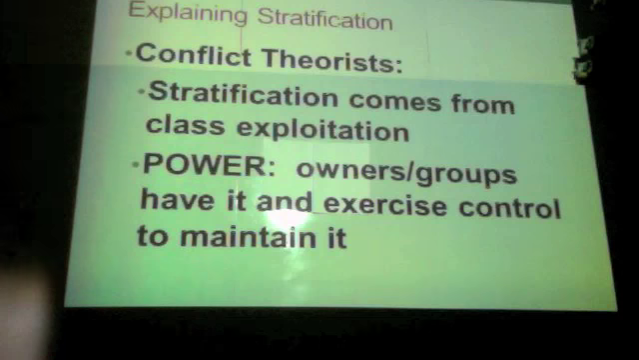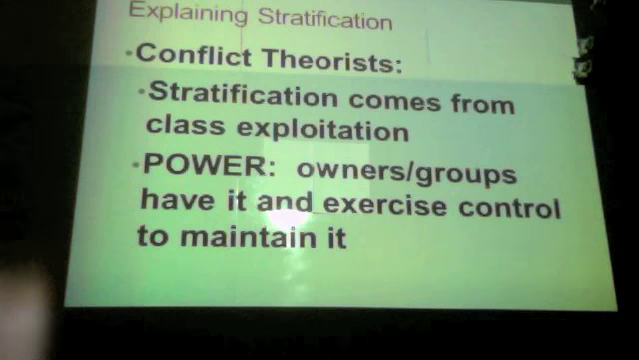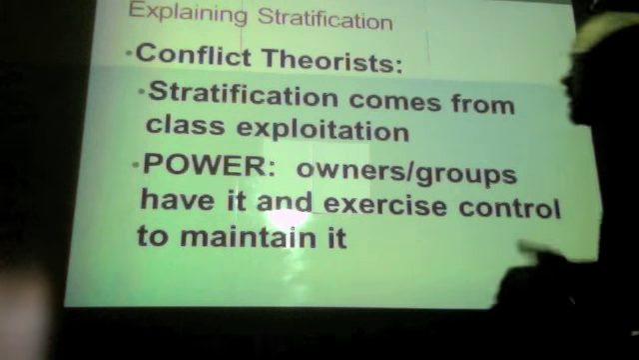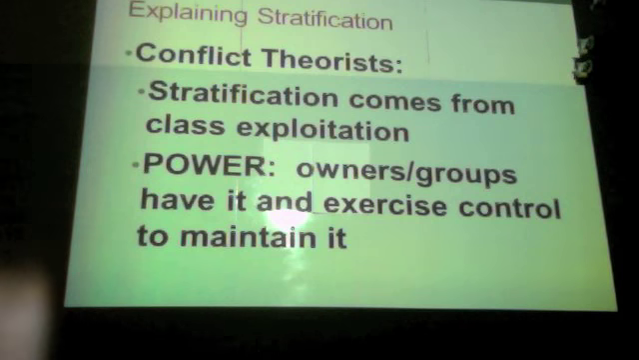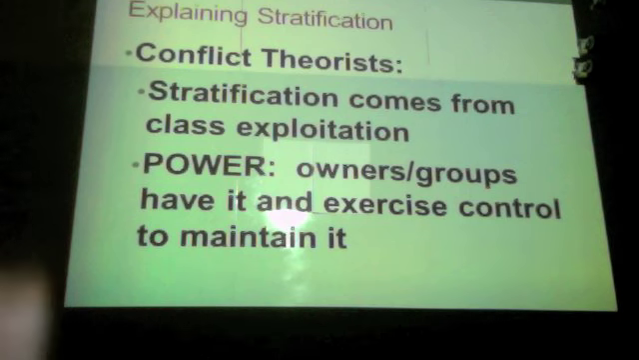The conflict theorist talks about stratification as something that has come from class exploitation. Basically, you guys know this because we've talked about it many times in class, but for conflict theorists, everything comes down to the concept of power. Who has the ability to control people? And a conflict theorist is going to point out that owners and groups, certain lobbying groups, political groups, have the power. And a conflict theorist is going to suggest that they will exploit, take advantage.